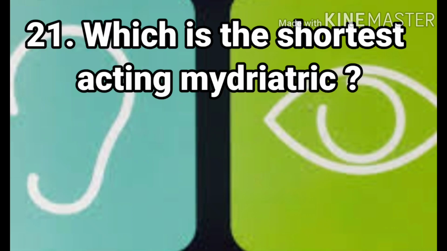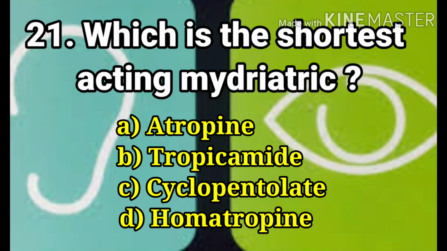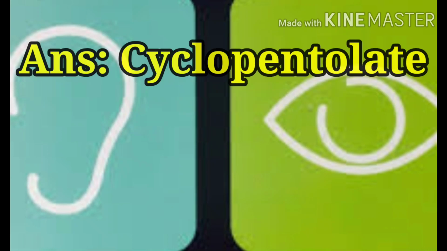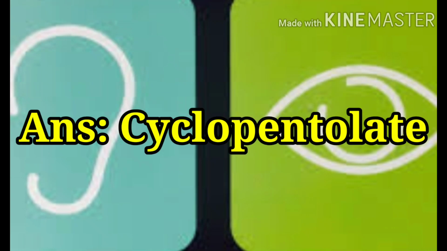And the next question, which is the shortest acting mydriatric? The options are atropine, tropicamide, cyclopentolate, homatropine. Which is the shortest acting mydriatric? Answer is cyclopentolate.